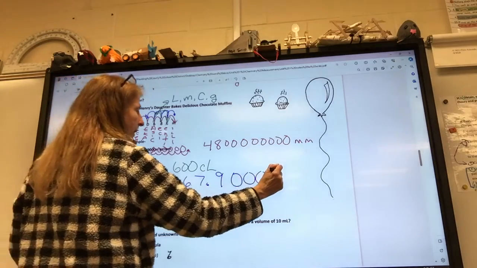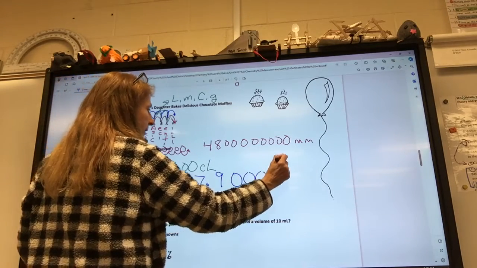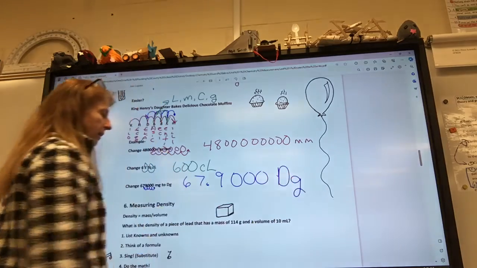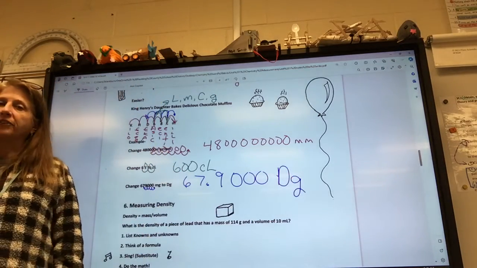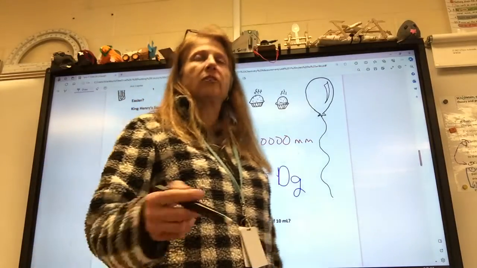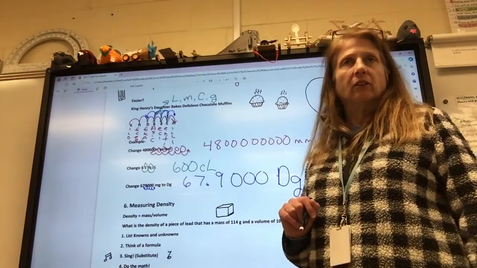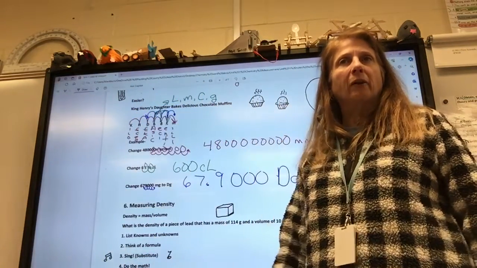67.9000 DG. Decagrams. Once again, you're going to do a worksheet practicing this, it'll get easier. Remember the lightning fast part.